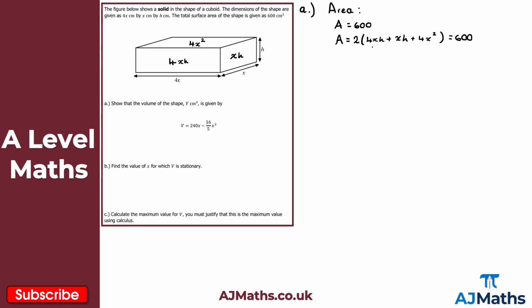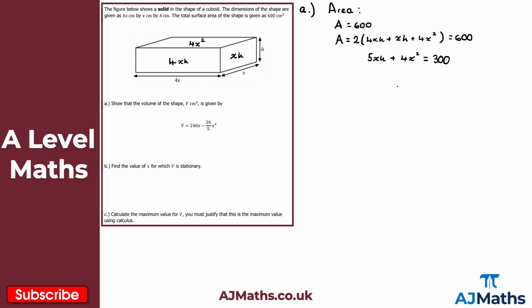Now from here, let's just simplify this part here. So the inside of the bracket, well, that will simplify to 5xh plus 4x squared. And rather than expanding that, by this 2 here on the outside, I'm just going to divide both sides by 2. I think that makes it just a little bit easier. So we're going to get 5xh plus 4x squared. And that is equal then to 300.